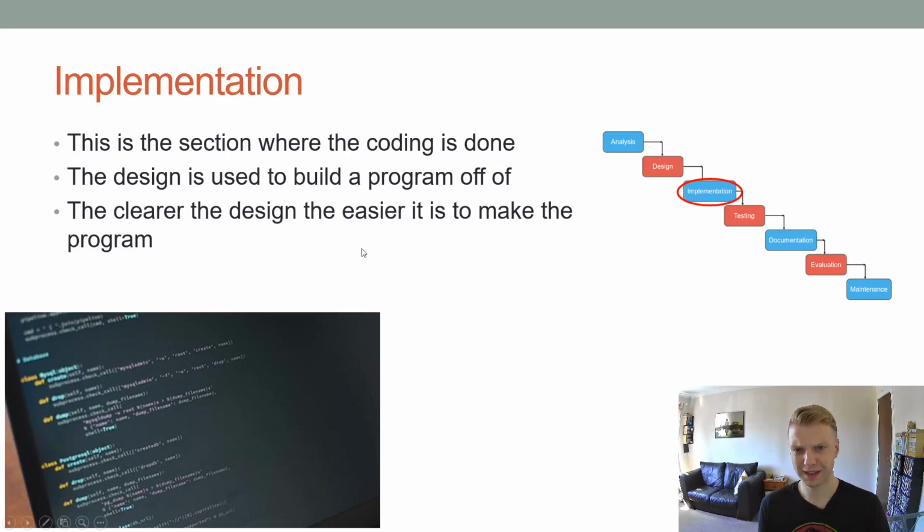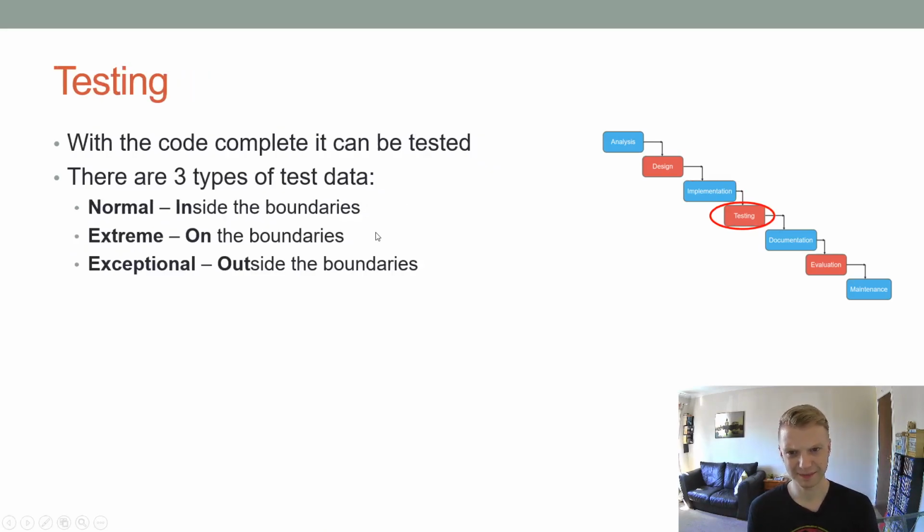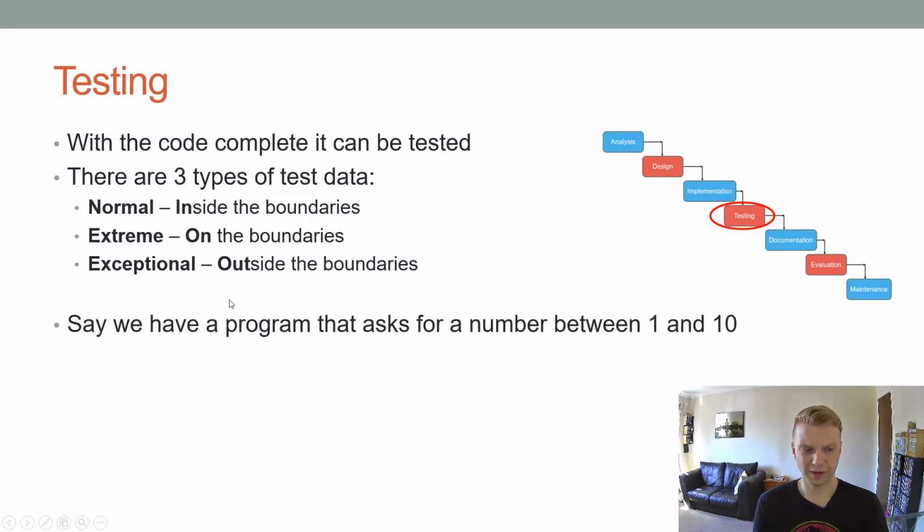After the program is made, it's time to test it. So there are 3 types of test data: normal, extreme and exceptional. Now I put these bits in bold so they stand out. Normal is inside the boundaries, extreme is on the boundaries, and exceptional is out of the boundaries. Now what does that actually mean? Say we have a program that asks for a number between 1 and 10, right? So just a standard program, and it says, hello, please enter a number between 1 and 10.